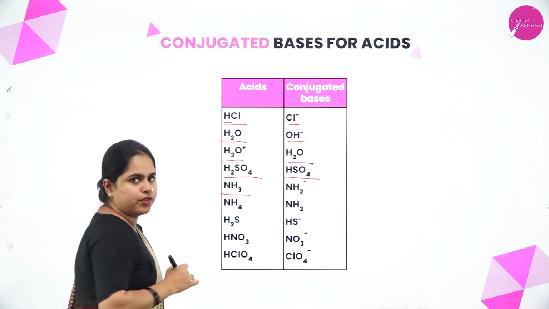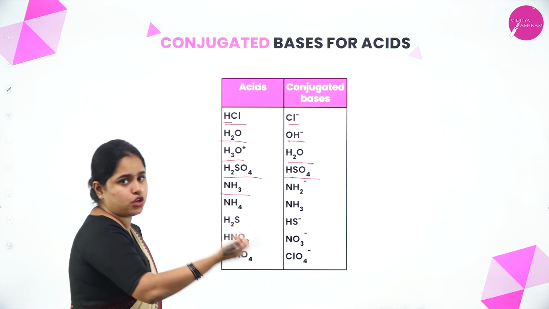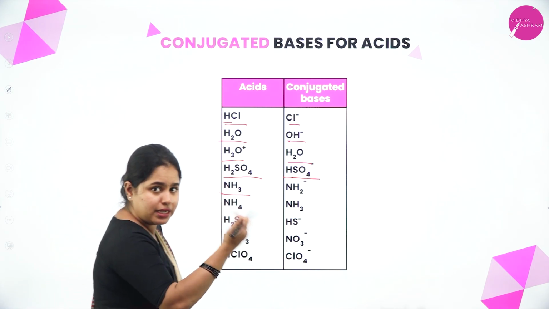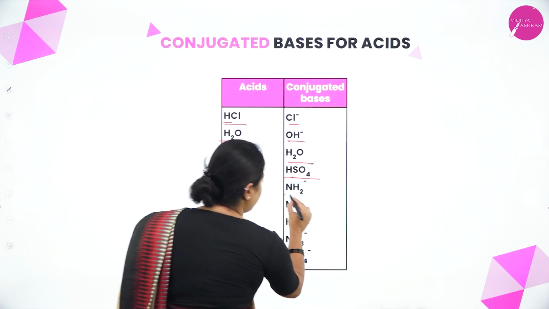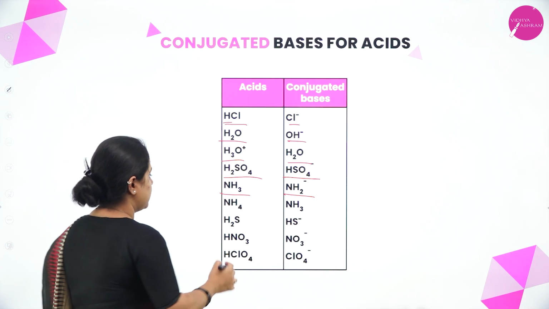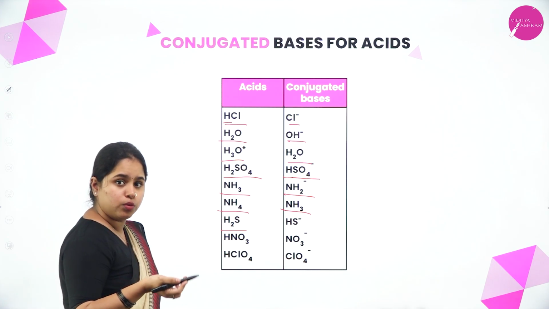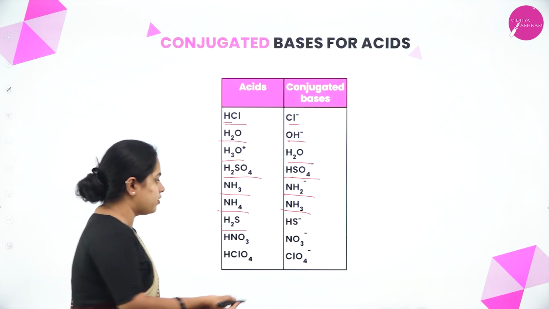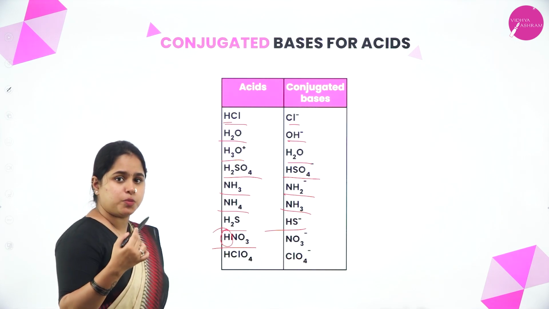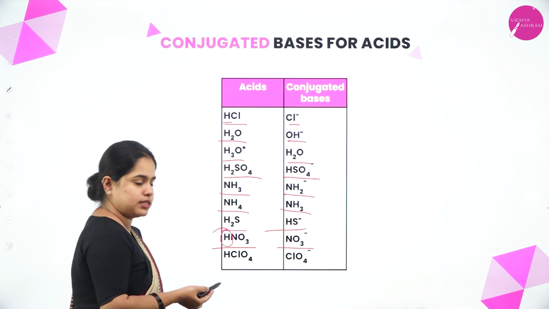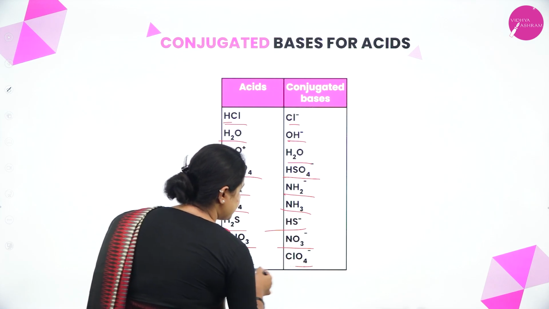Next one, NH3. Ammonia is a base actually. If you want to write the conjugate base of it, you have to remove one H plus ion, and you will get NH2 minus. That is a conjugate base. Now NH4 plus will become NH3. Now H2S, if we remove one H plus ion, it will become HS minus. Next one, HNO3. This H plus ion will be removed, you will get NO3 minus. Last one, HClO4. The H plus ion will be removed, you will get ClO4 minus.